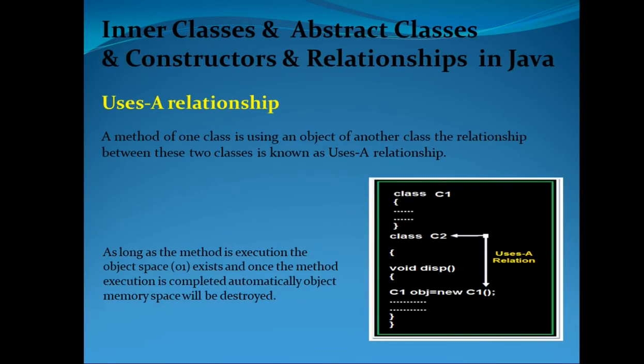Next one, we have the uses-a relationship. A method of one class is using an object of another class. The relationship between these two classes is known as the uses-a relationship. As long as the method is in execution, the object space exists, and once the method execution is complete, the object memory space is automatically destroyed. Here we have class C1, class C2, and a method void display. And here is the relationship between the C1 object and the C2 class shown in the diagram.